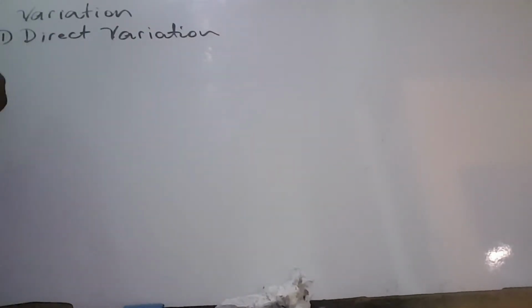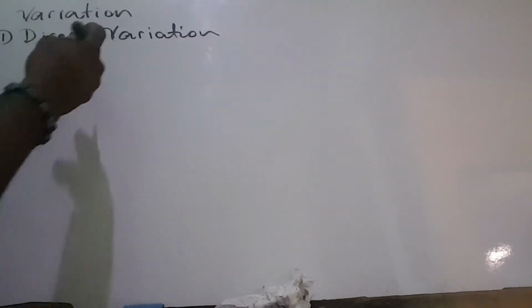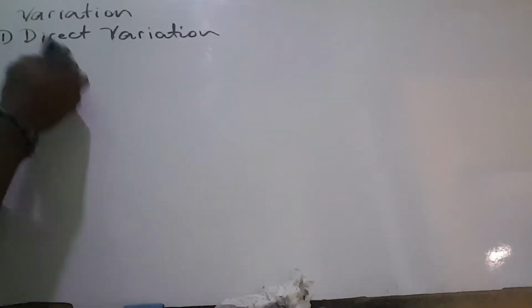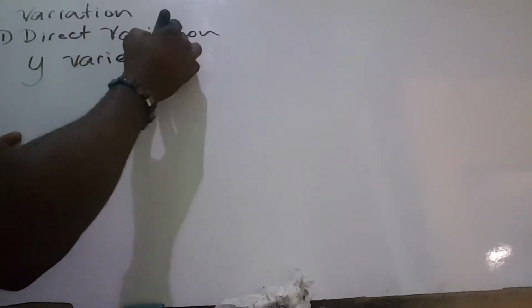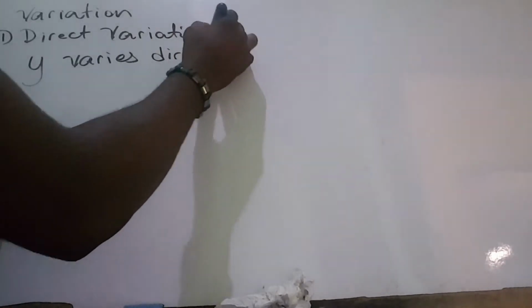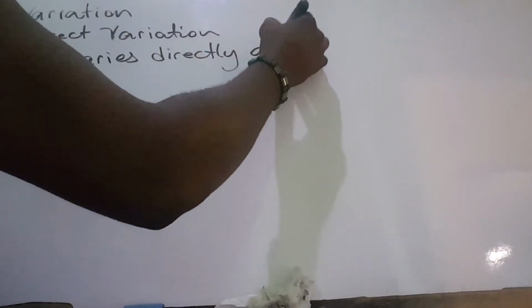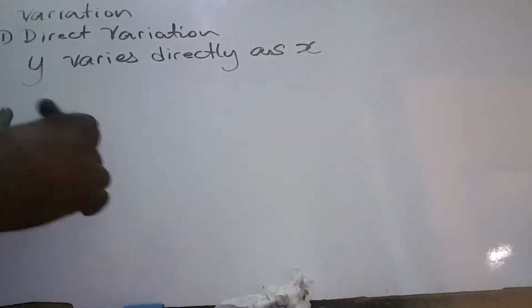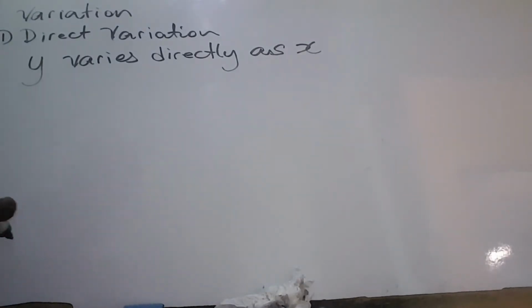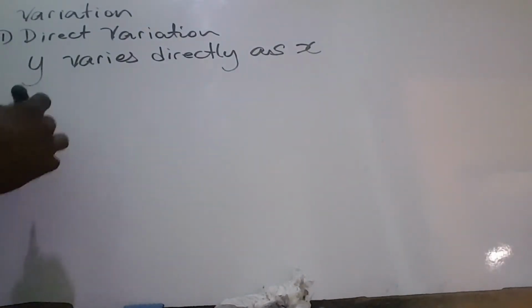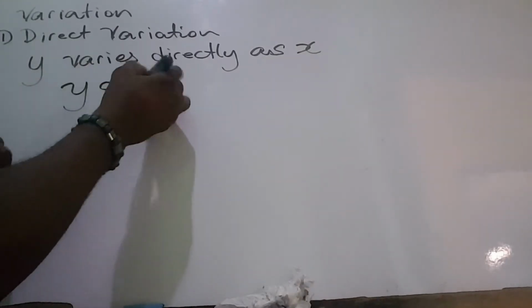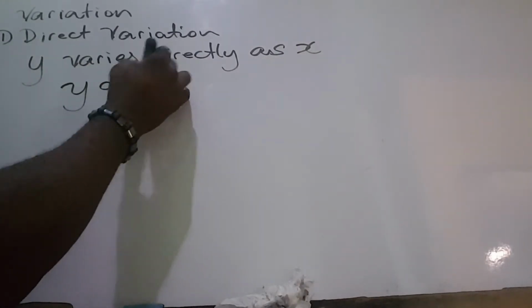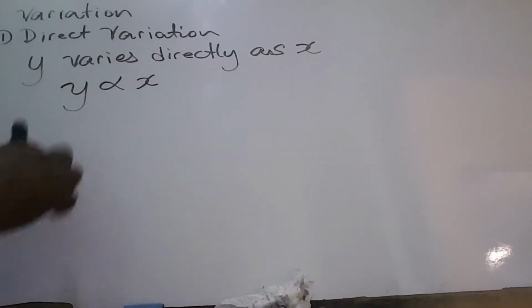we are looking at two variables. Let us say y varies directly as x. So if y varies directly as x, then what we're looking at is an idea where y is proportional to x, directly proportional to x. This is a proportional symbol.